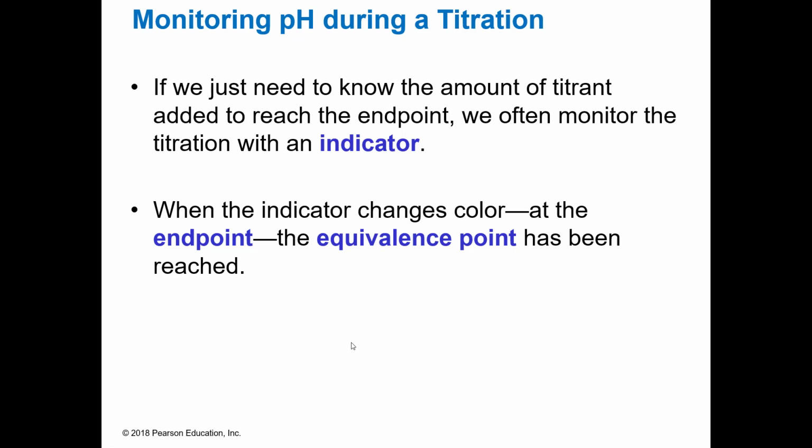If we just need to know how many milliliters it takes to reach the end point, usually we just use a color indicator because it's a lot easier to set up. You just put a few drops in your liquid and then go ahead. When it changes color at the end point, you're assuming that the equivalence point has been reached, and so you want to make sure that you have something that's going to change color right when you're expecting it to.